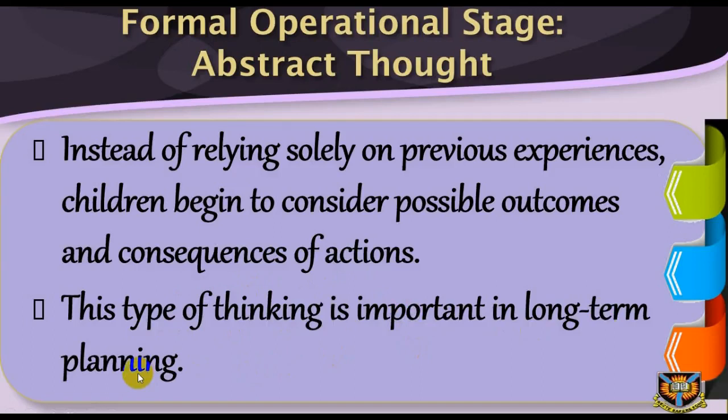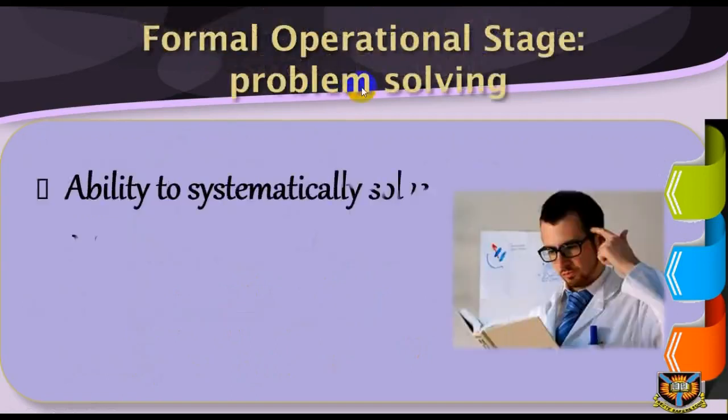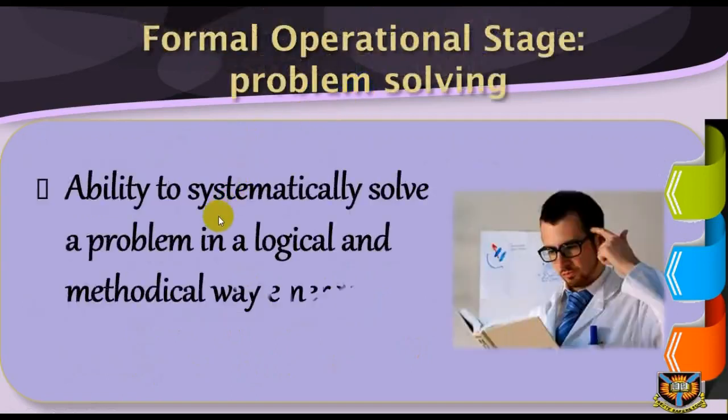Problem solving. During the formal operational stage, the ability to systematically solve a problem in a logical and methodological way emerges. In earlier stages, children use trial and error to solve problems. Children at the formal operational stage of cognitive development are often able to quickly plan an organized approach to solving a problem.